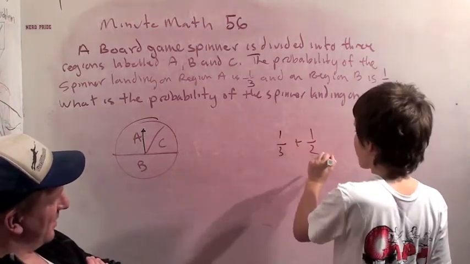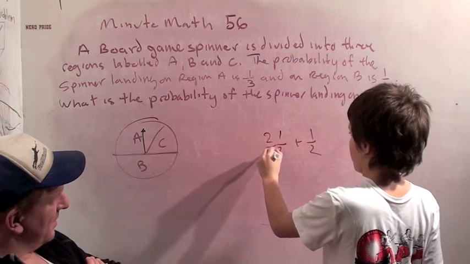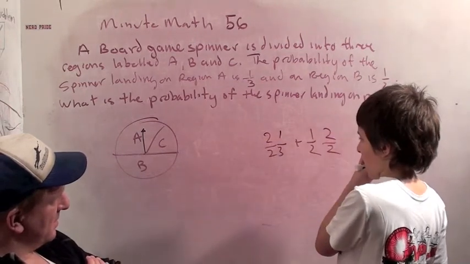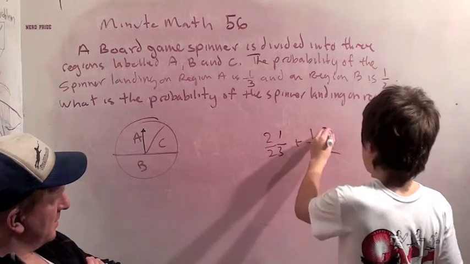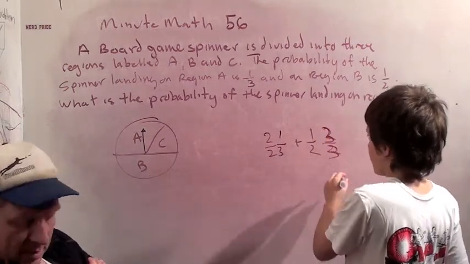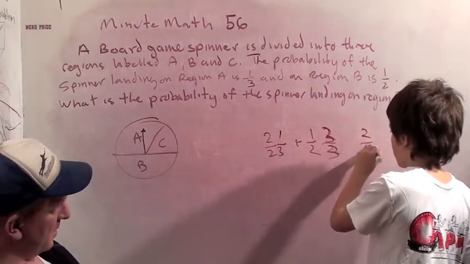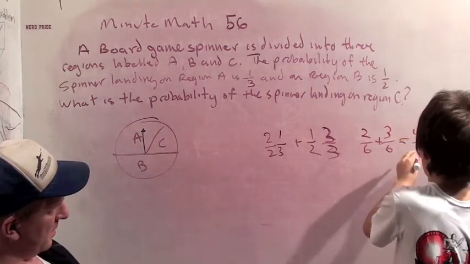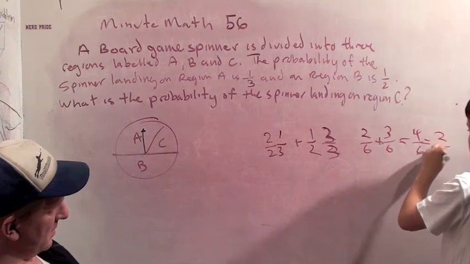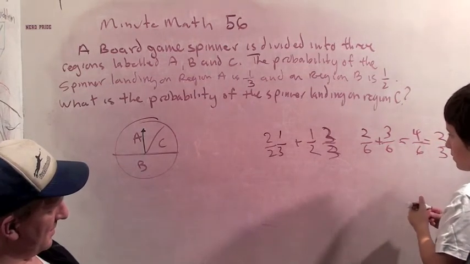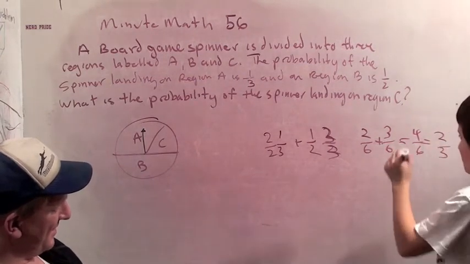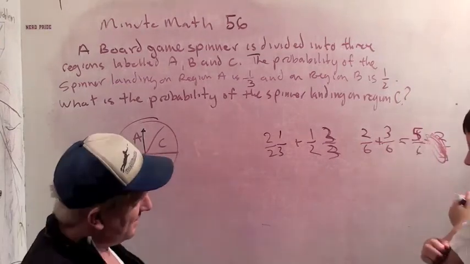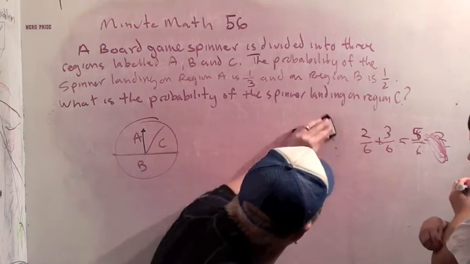1/3 plus 1/2. Well, no. I need to multiply this by 3/3. It's 2/6 plus 3/6, which is 4/6, or 2/3. No, wait, 5/6. 5/6. Let's start over with that.